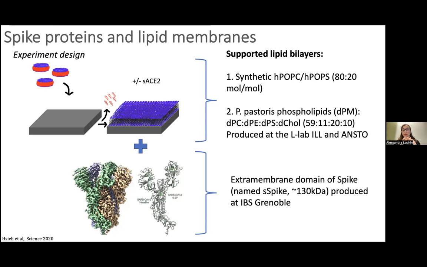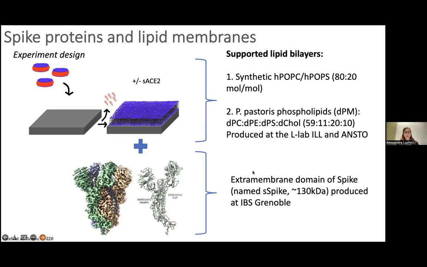And we used these two kinds of lipid mixtures to form supported lipid bilayer with the method that I explained earlier, so with the peptide disk. And the supported lipid bilayer were prepared in the presence and in the absence of the ACE2 receptor. We did not work with the full-length protein, but just with the part of the protein that protrudes out of the membrane. So in the first part of the experiment, there was, of course, a sample preparation and characterization of the membrane. And then we added the extramembrane domain of the spike protein.